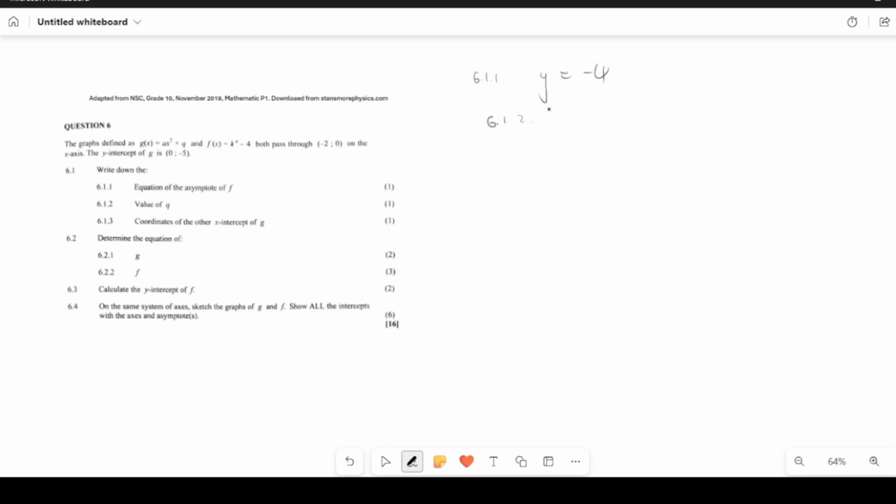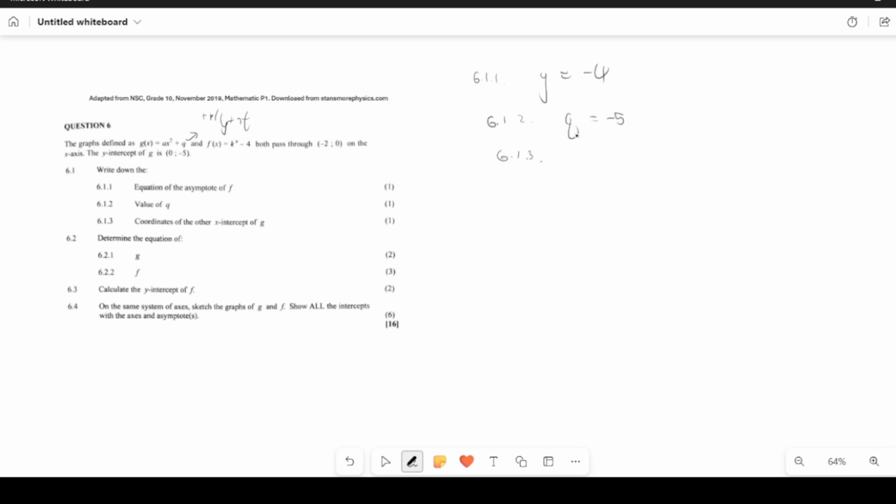6.1.2. The value of q, remember we just said that the value of q for the parabolic function represents both the turning point and the y-intercept because we only have a vertical shift. So therefore, we can say that q is equal to the y-intercept. They were given the information on that. So therefore, q is equal to minus 5.